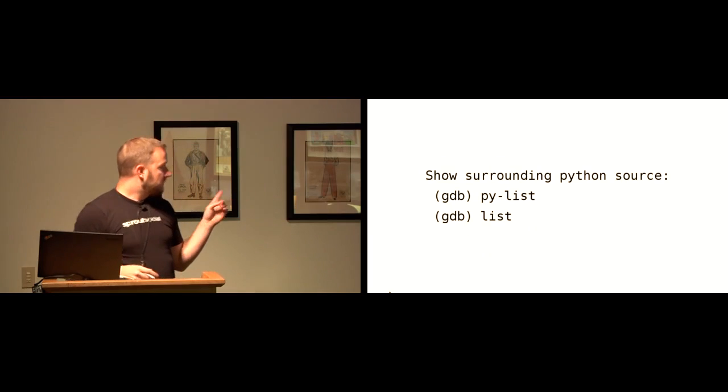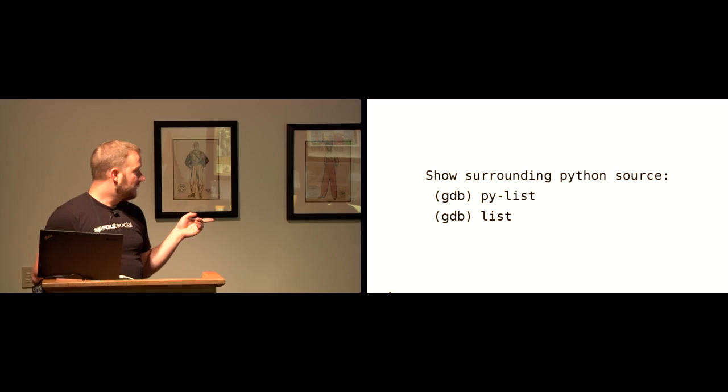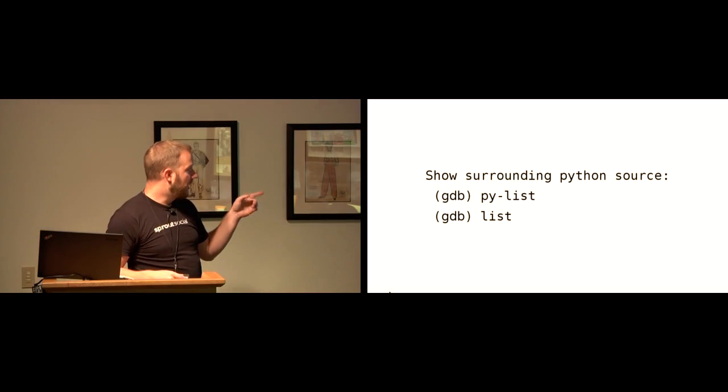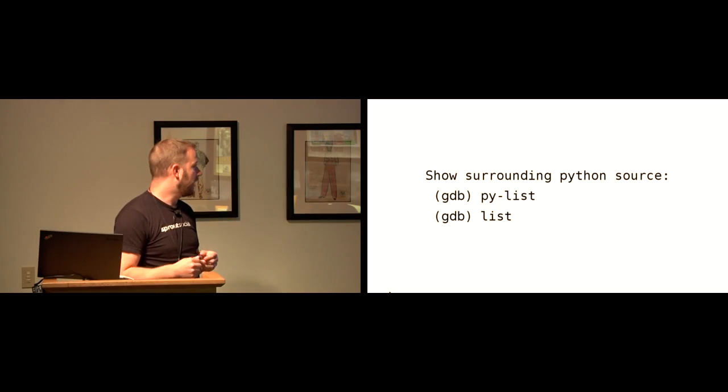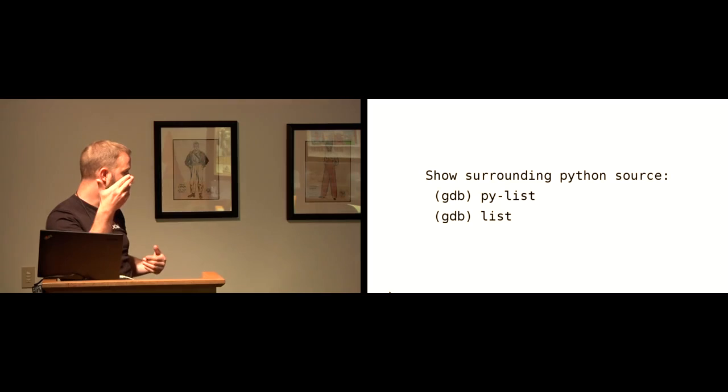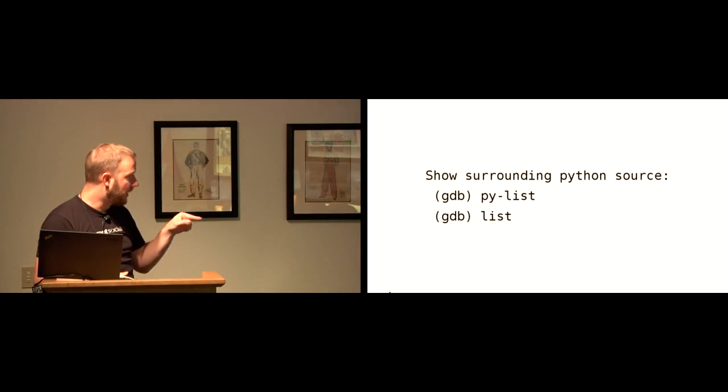This, finally, is extremely useful. Py-list or list will give you the source code of where the debugger is currently sitting. Incredibly useful. It kind of surprised me at first that I could literally pull up the source code and have a pointer as to what line it's sitting at.